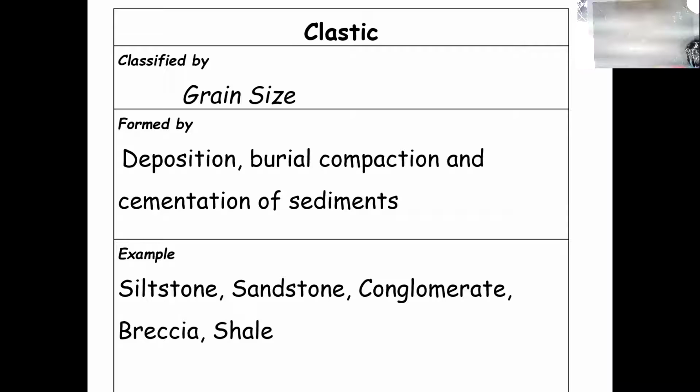Did everybody get this page for clastic? Hang on. Kelvin will sharpen his pencil.